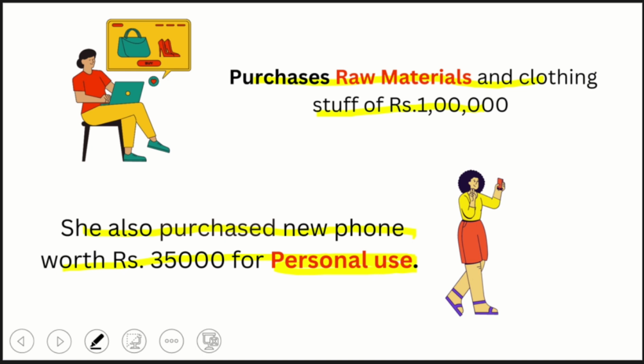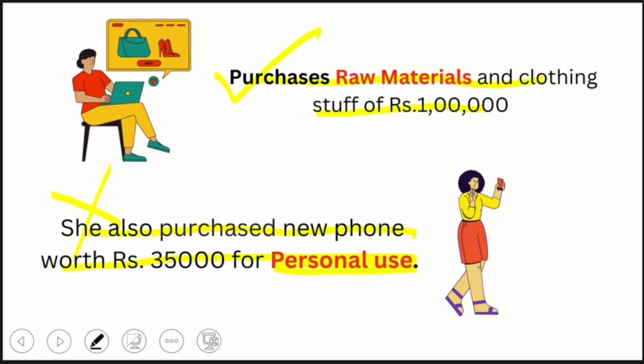In the first transaction, we see that she is purchasing raw materials and clothing stuff. By reading this transaction, we can identify that this transaction is completely related to business. Next, in the second transaction, we see that it is specified that it is for personal use. So this transaction is not to be considered.